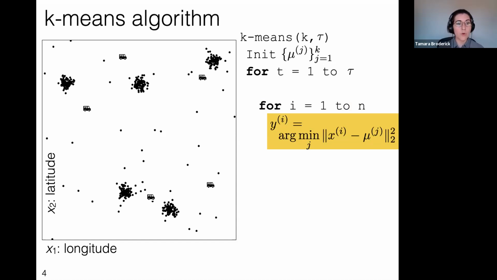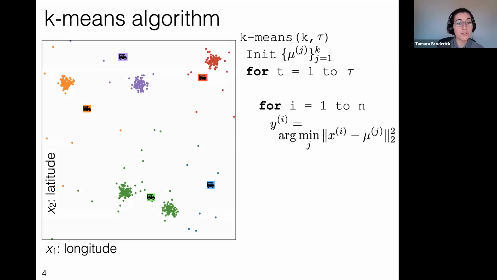Remember, y super i is the assignment of the ith person to a food truck. So that food truck ranges over the indices j equals 1 to k. And so we want to say, what's the closest food truck, essentially? That's what we're doing here. We're just saying, what is the closest food truck? And so if these are our food trucks, which I've now colored to hopefully encode them a little bit, we can color all of the points that are closest to a particular food truck with the same color. That's us assigning them to the same food truck.